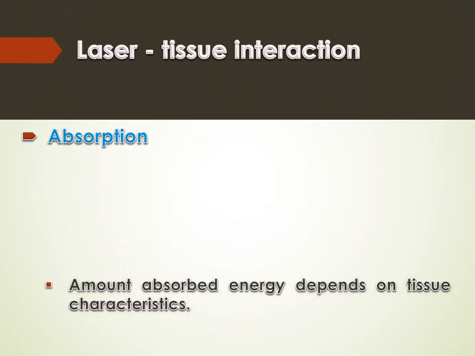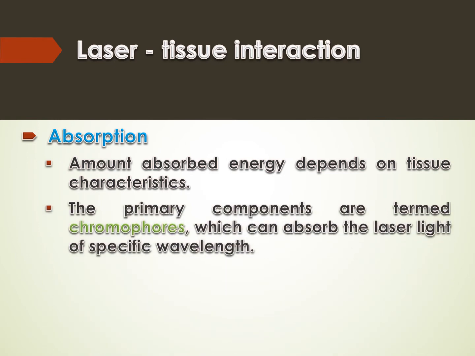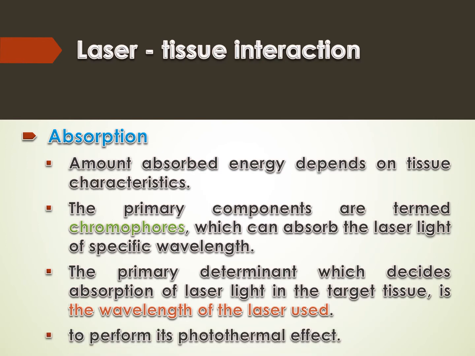Absorption. The amount of absorbed energy depends on the tissue characteristics. The primary components are termed chromophores, which can absorb the laser light of a specific wavelength. The primary determinant which decides the absorption of the laser light in the target tissue is the wavelength of the laser used. This property explains the photothermal effect of the laser light.